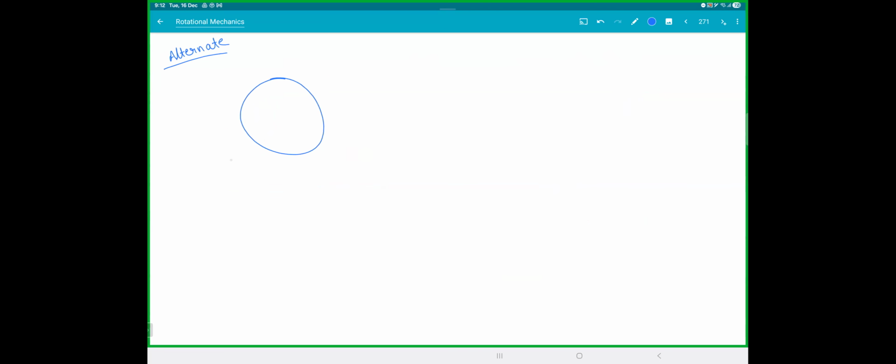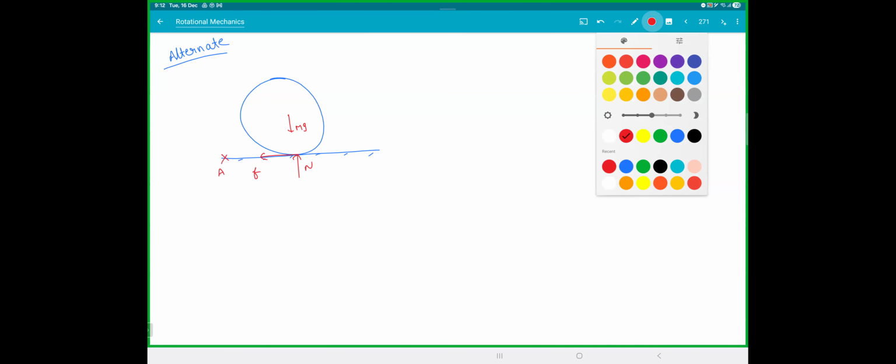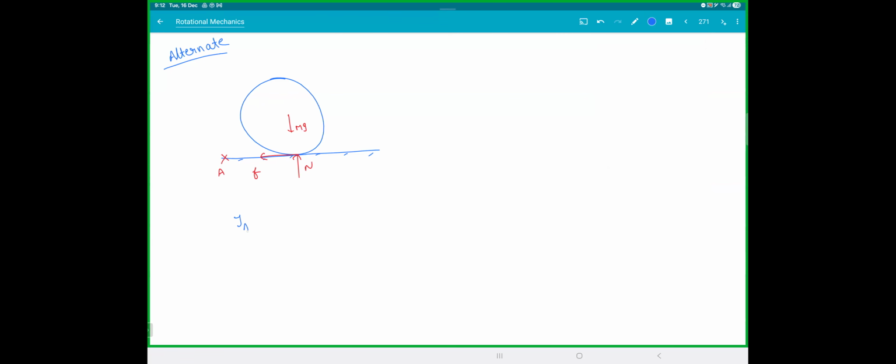Now, if you look at the forces acting on the body here, we have friction, normal reaction, and mg. If you take torque about point A, it will be 0. N is equal to mg and friction is passing through A. So torque about any point on the ground is 0 actually.